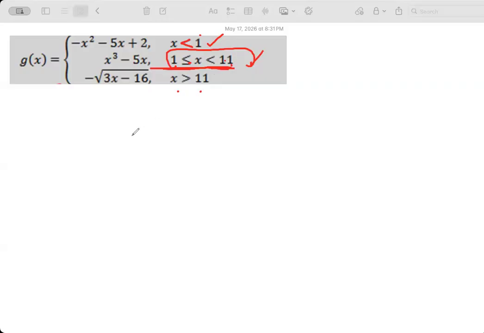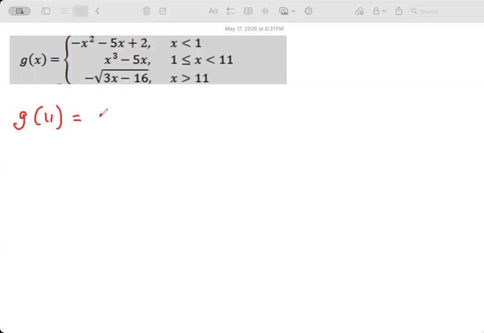But what is the function's value at 11? Who can tell me what is this function's value at 11? X equal to 11. What do you think? What do you think the function's value at 11 is? At 1 I know because less than 1 is this. At 1 you will use this and substitute x equal to 1 here because it says less than or equal to. But at 11 what is the value of the function? If I say g of 11, which equation will you use?